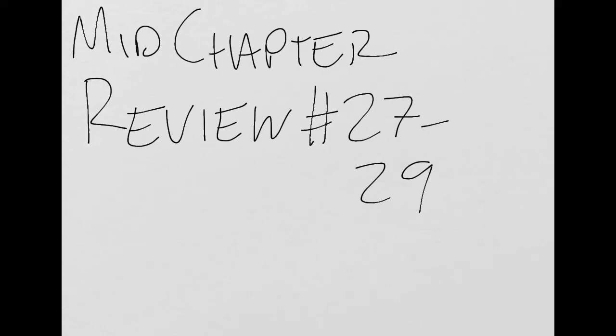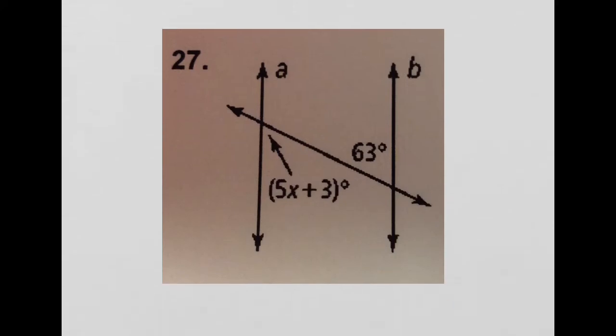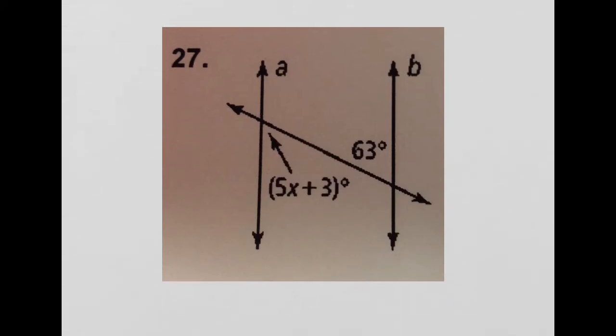Now let's take a look at the mid-chapter review, problems 27 through 29. On these problems, they're asking me to find a value of x where a is parallel to b, so my ultimate goal is going to be a is parallel to b. I'm going to start out by trying to identify what type of angle pair this is.